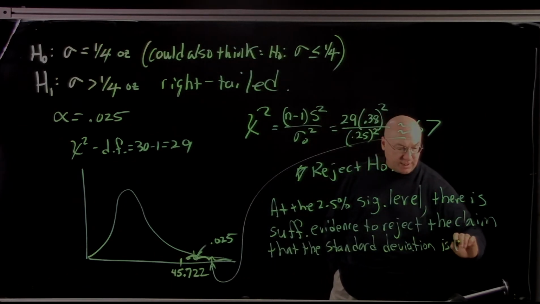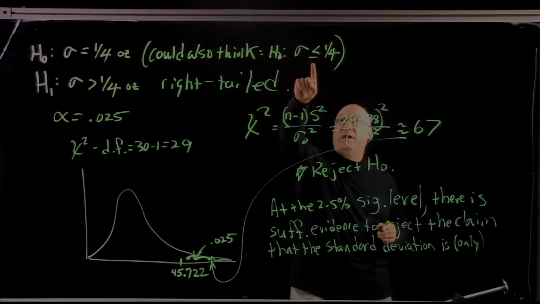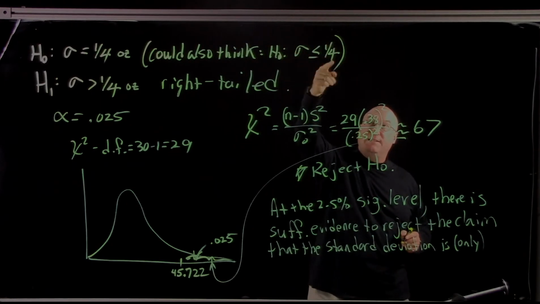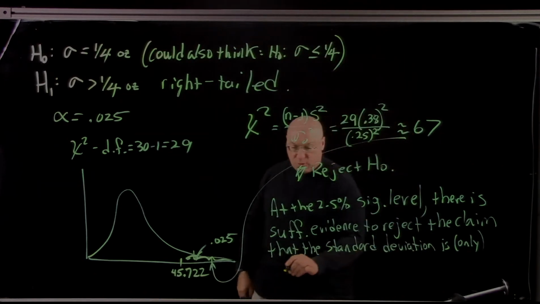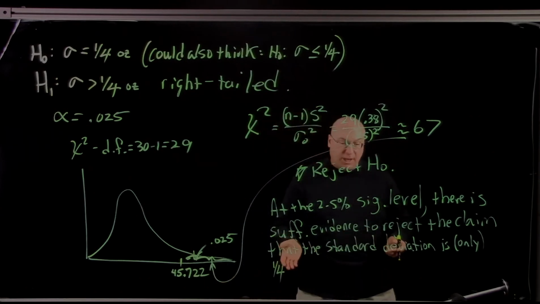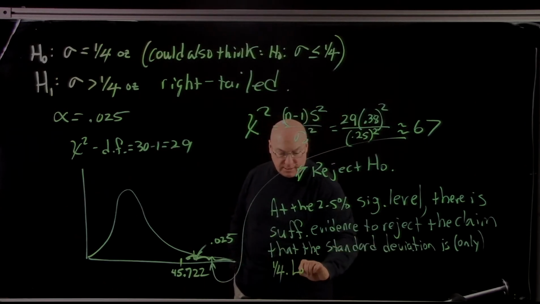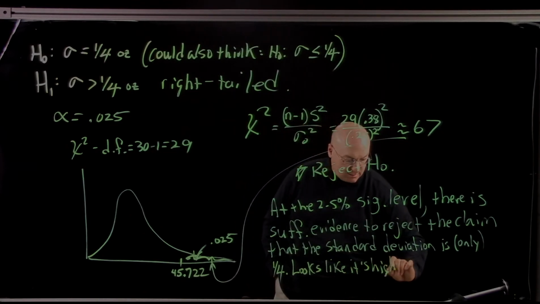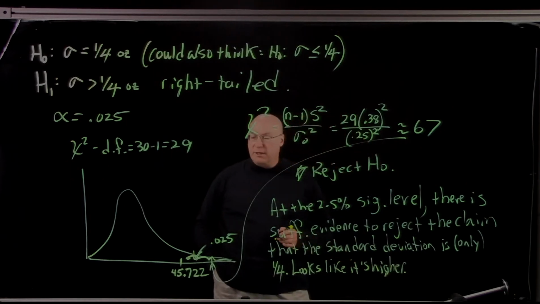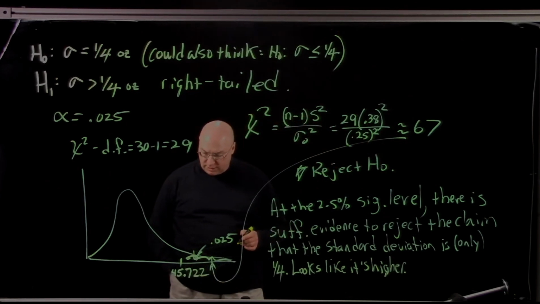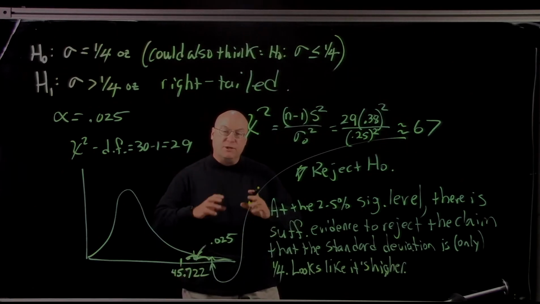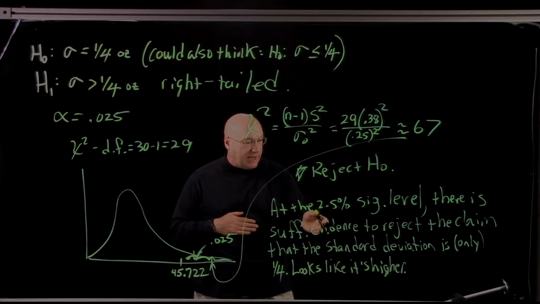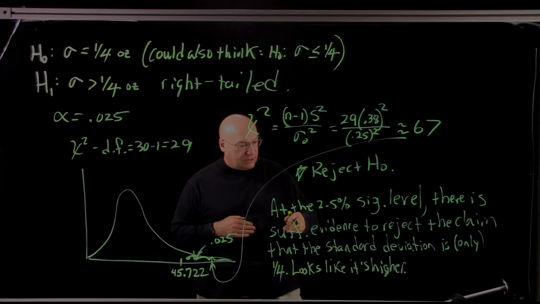is, and I'll stress that I'm thinking of here's my null hypothesis, right? So there's sufficient evidence to reject this, that it's less than or equal to 1/4, so that it is only 1/4, or 1/4 or less, in other words. Looks like it's higher. So your dairy is going to have to work on increasing the precision of its machines that fill the milk jugs. But by that, I mean, what's higher? The standard deviation.